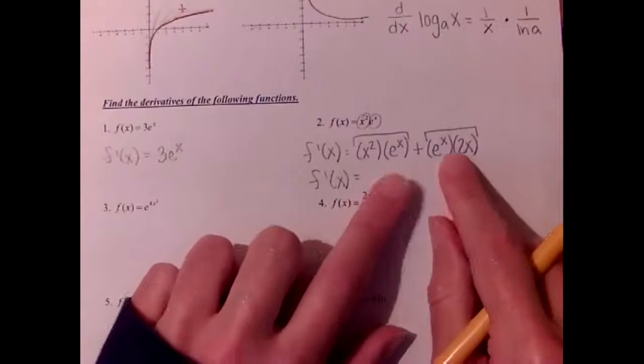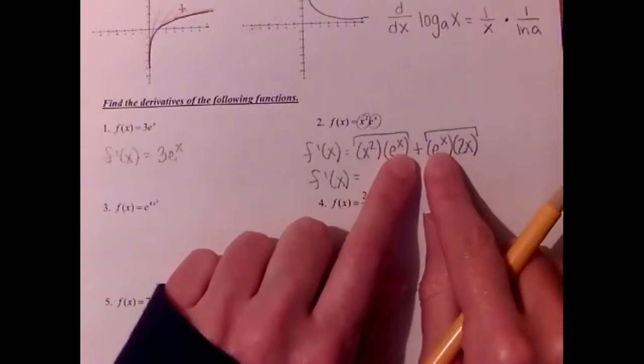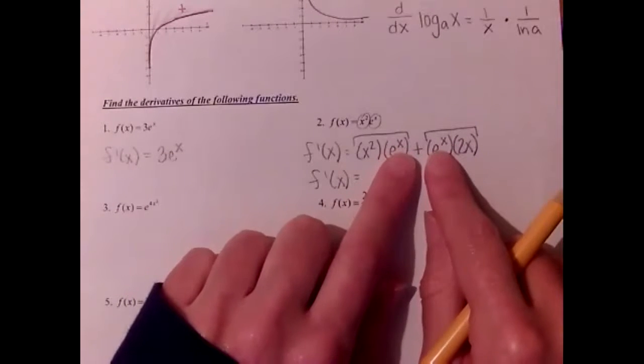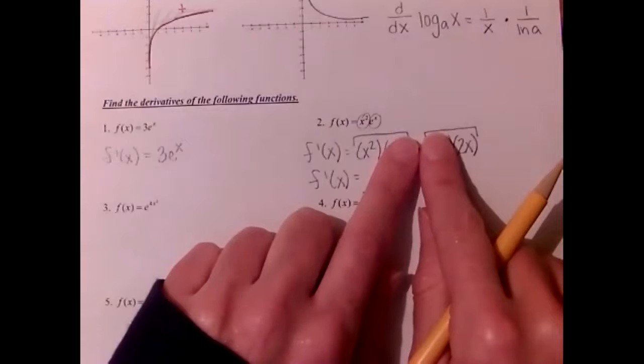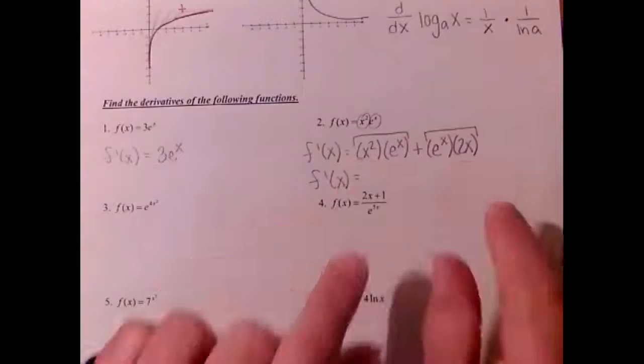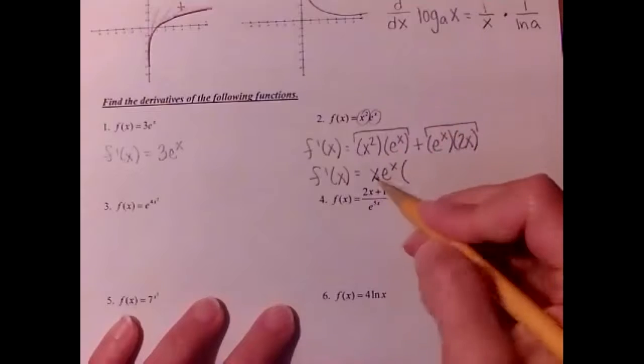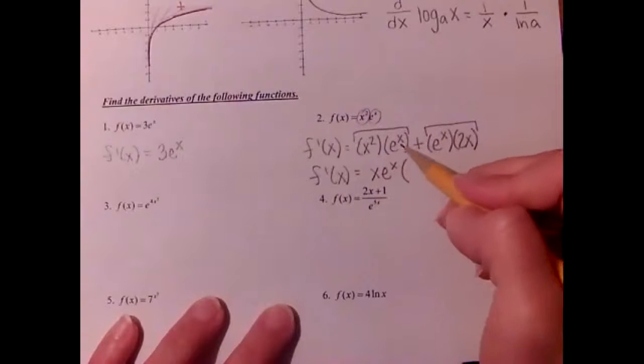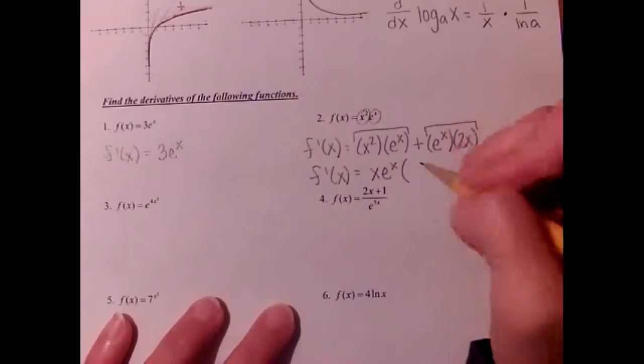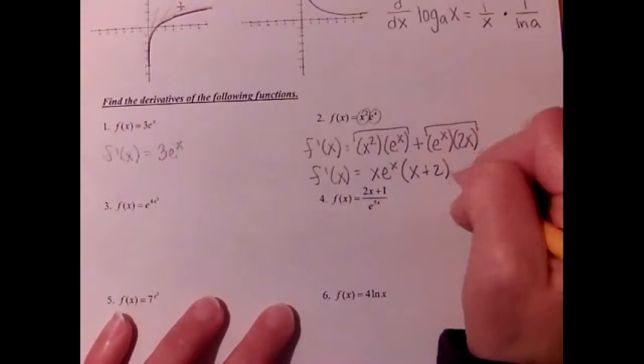E to the x. Good, we've got e to the x and something else. What else can we take? We can take out the e to the x, and 1x. All right, so if we take out x e to the x, you will be left with x plus 2.